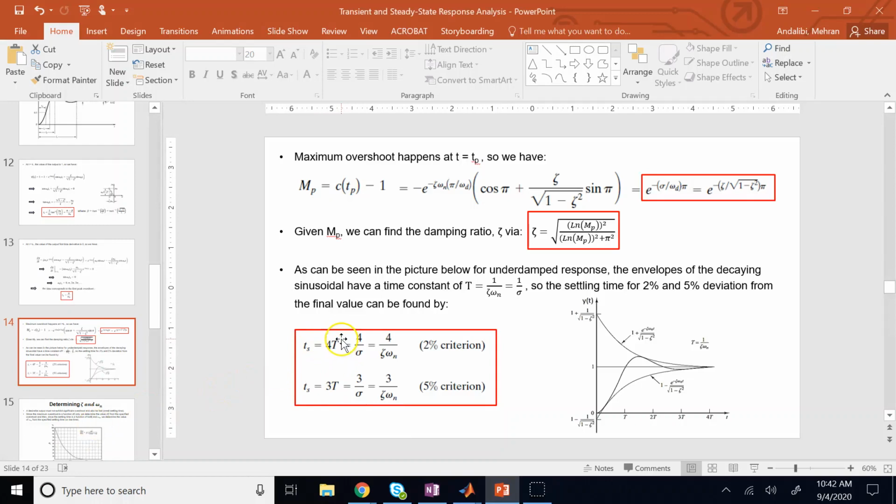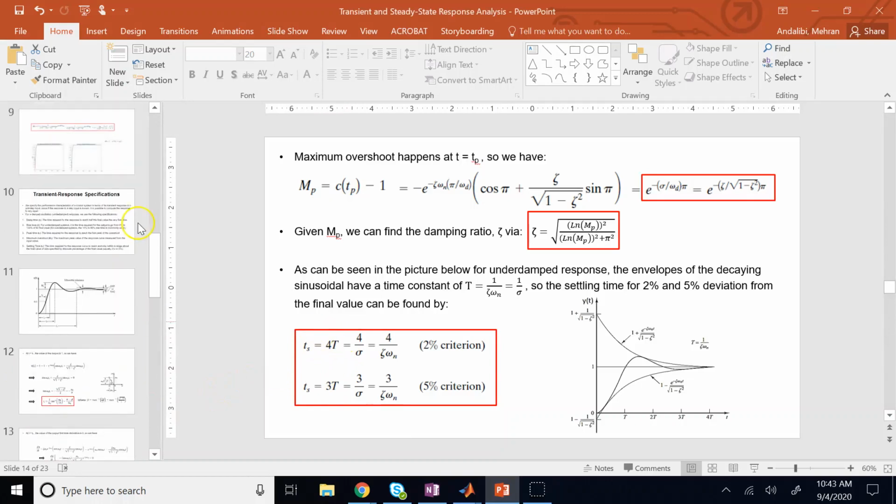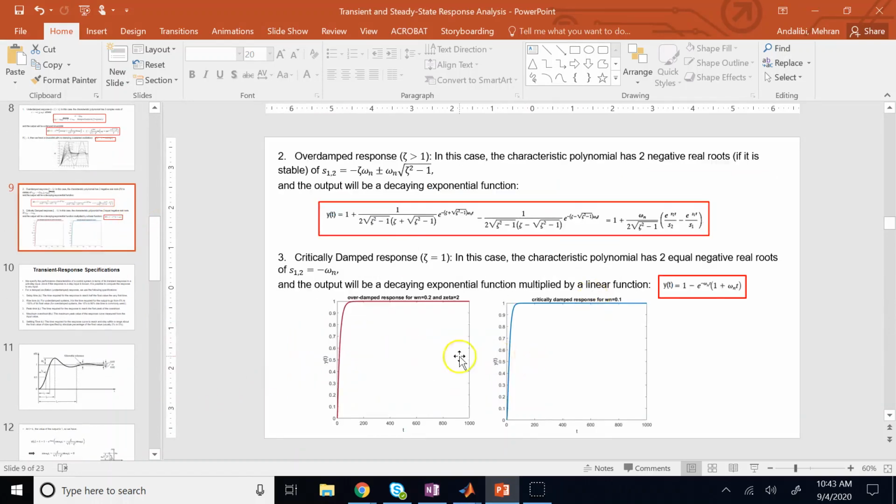So that is the settling time. Now you might wonder, what about these two cases? What's the settling time here? Well, that's the same thing. Basically, they act very similar to a first order system. So for these also, it is going to be what?